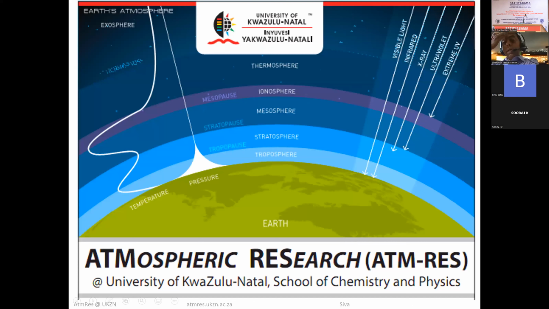Yeah, as I told you, I introduced myself, it is the atmospheric research group, which we have built at the University of KwaZulu-Natal in the discipline of physics. It's a department of physics in the School of Chemistry and Physics. This is just to indicate that you have a temperature profile of the atmosphere, the density and the pressure, which is exponentially falling. Then you have different regions of the atmosphere. This is to illustrate what we do in the atmospheric research group from the ground to the ionosphere.